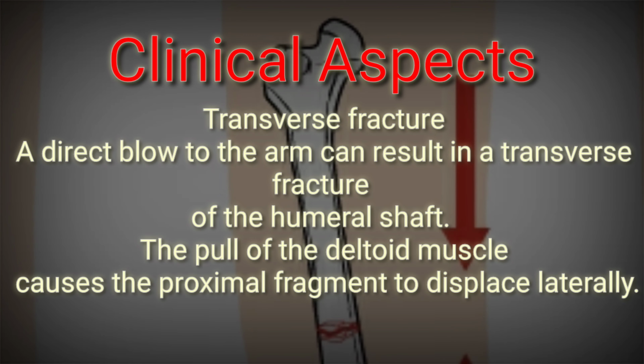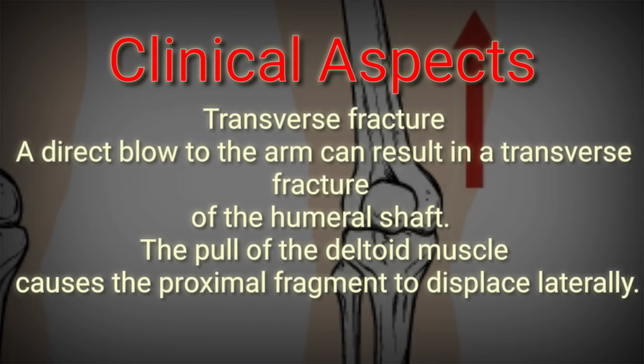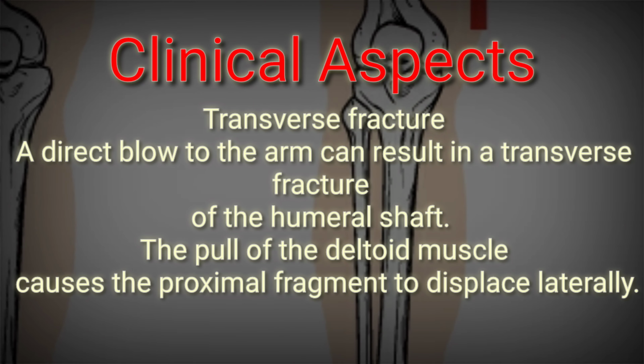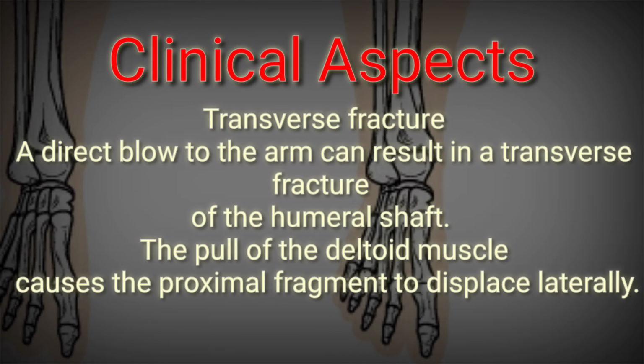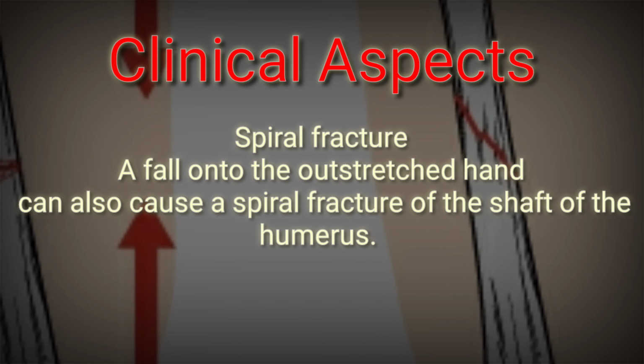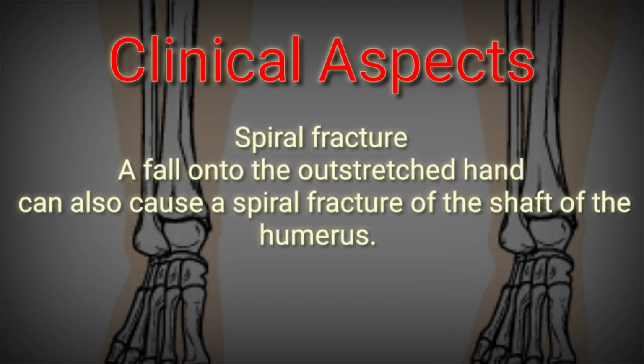Transverse fracture. A direct blow to the arm can result in a transverse fracture of the humeral shaft. The pull of the deltoid muscle causes the proximal fragment to displace laterally. Spiral fracture. A fall onto the outstretched hand can also cause a spiral fracture of the shaft of the humerus.